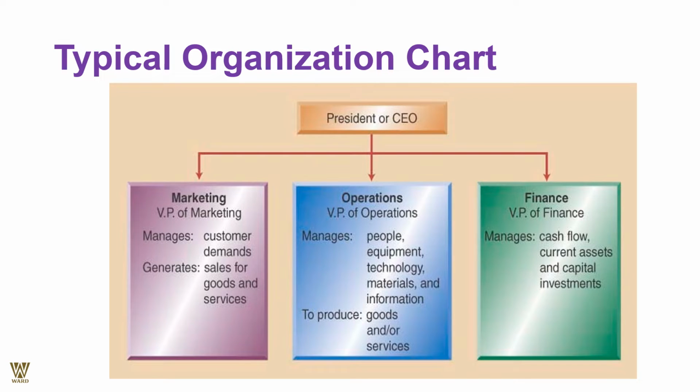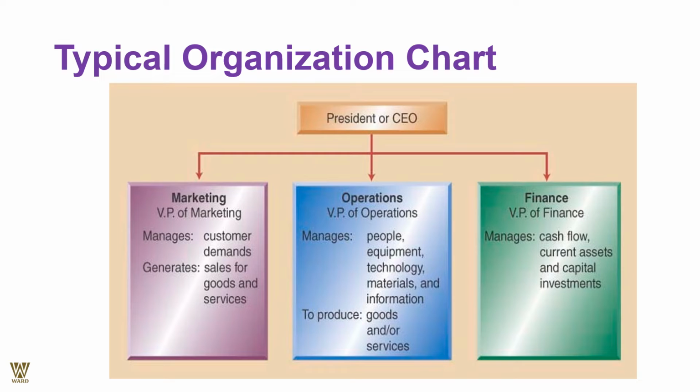So we have a vice president of marketing, similarly a vice president of operation and a vice president of finance. Everybody's responsibility is very clearly stated in this particular organogram for your understanding. Remember, the marketing executive is looking at the customer demands. They will generate sales of goods and services. Whereas the vice president of finance manages the cash flow, the current assets, and the capital investment.